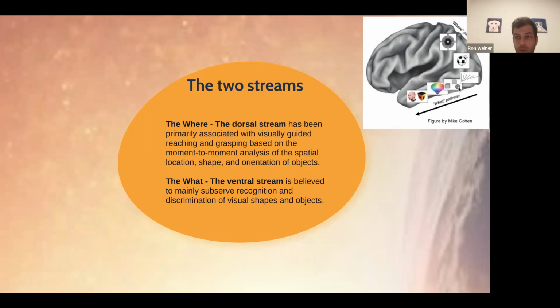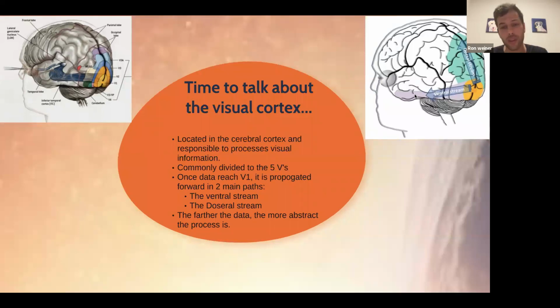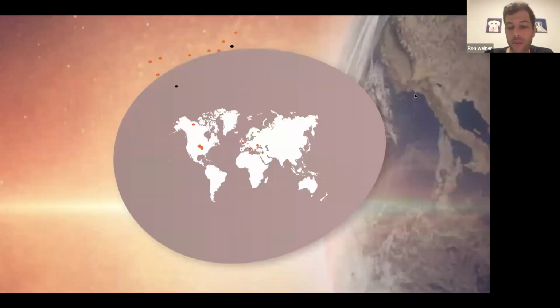As far as we go in the what pathway, we can see that the visual pattern becomes more abstract and more complicated, until we reach the FFA area, which is responsible for identifying, for example, faces. As far as the data is transferred and keeps progressing, the more abstract the processing is. And it is very nice to see that we share the same concept both in the interpretation of the neural networks that we code and also in the behavior of the visual cortex that we have here.